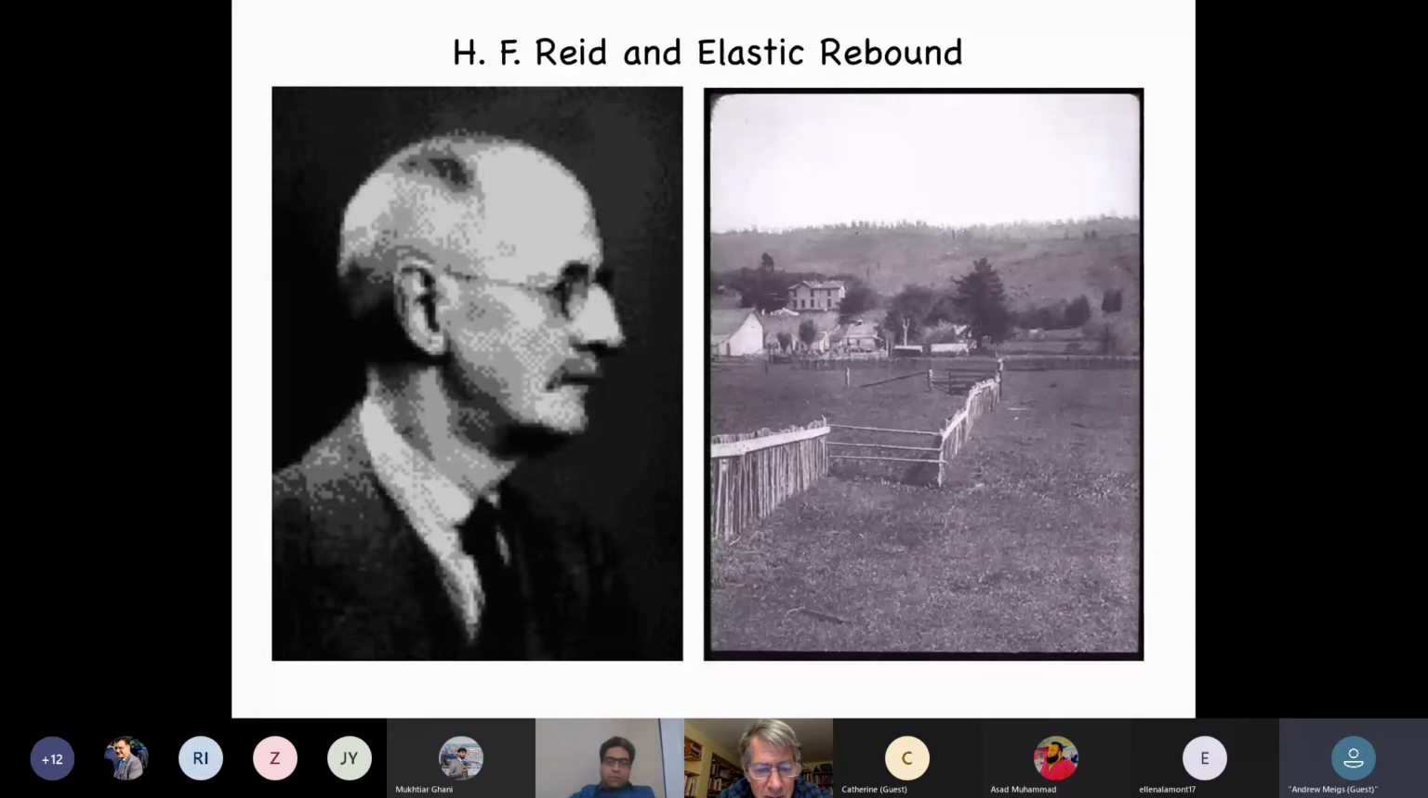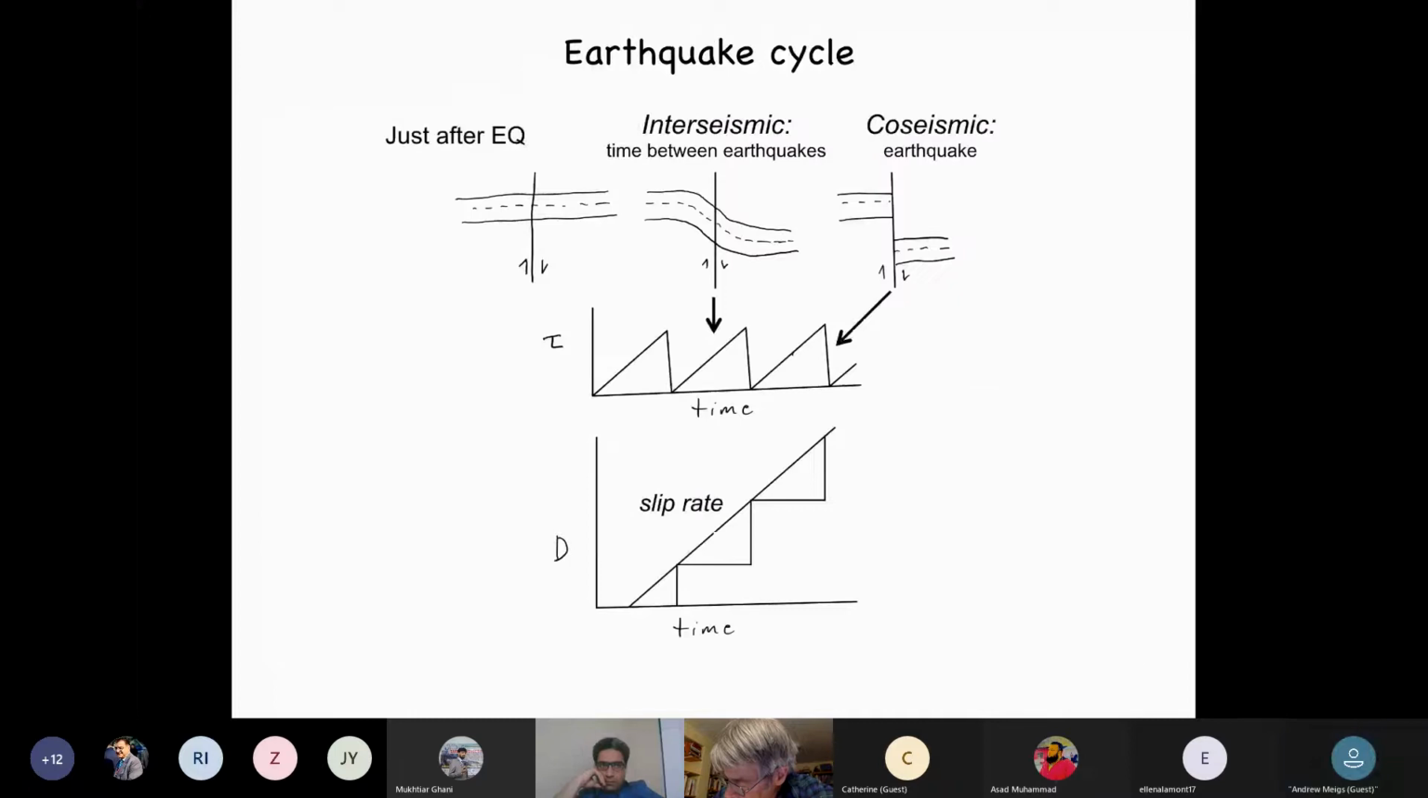And one of the most important discoveries that came out of that study, of that work, was the findings of a geophysicist named H.F. Reed, who postulated that things like the offset of this fence, which occurred in the 1906 earthquake, were in fact the inevitable consequence of a cycle of the storage of energy that is released in earthquakes. So if we want to know about how to approach the earthquake problem, understanding H.F. Reed's elastic rebound theory is important.